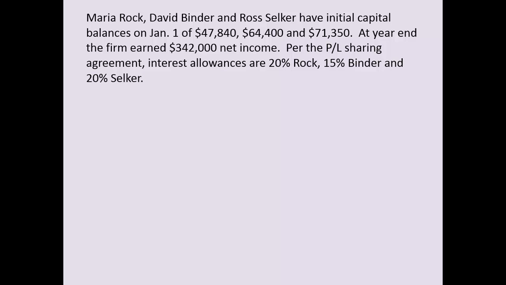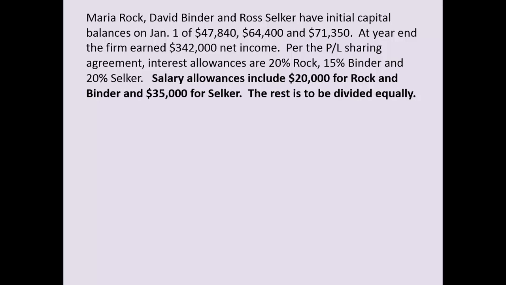Okay, now we're going to add a little to this problem, another example. Same P&L agreement, except now there's also a salary allowance of $20,000 for Rock and Binder and $35,000 for Selker. So why would a partnership come up with an agreement like this? Perhaps when they started the business, Selker was going to be the managing partner, doing most of the work.